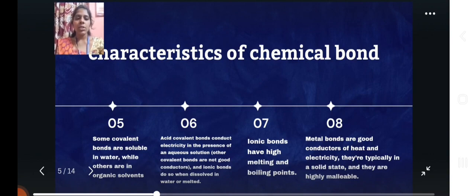Acid covalent compounds conduct electricity in an aqueous solution. Ionic bonds have high melting and boiling points. Metal bonds are good conductors of heat and electricity. They are typically in a solid state and they are highly malleable.